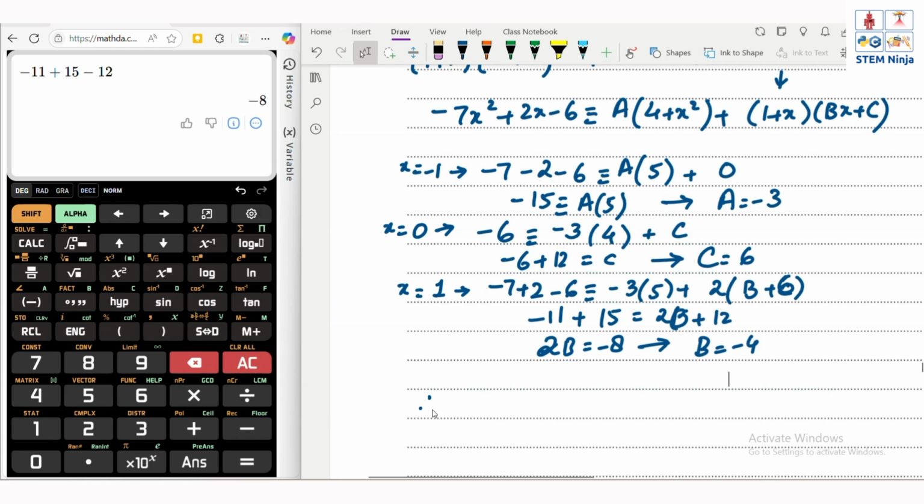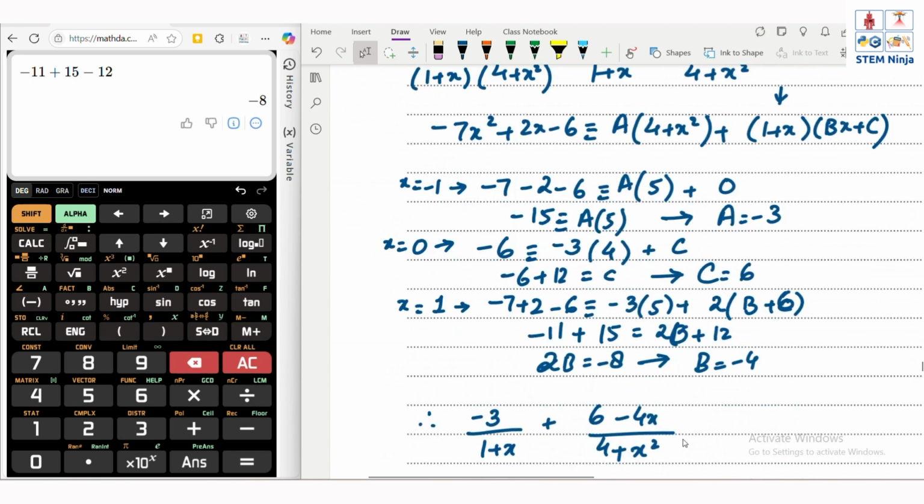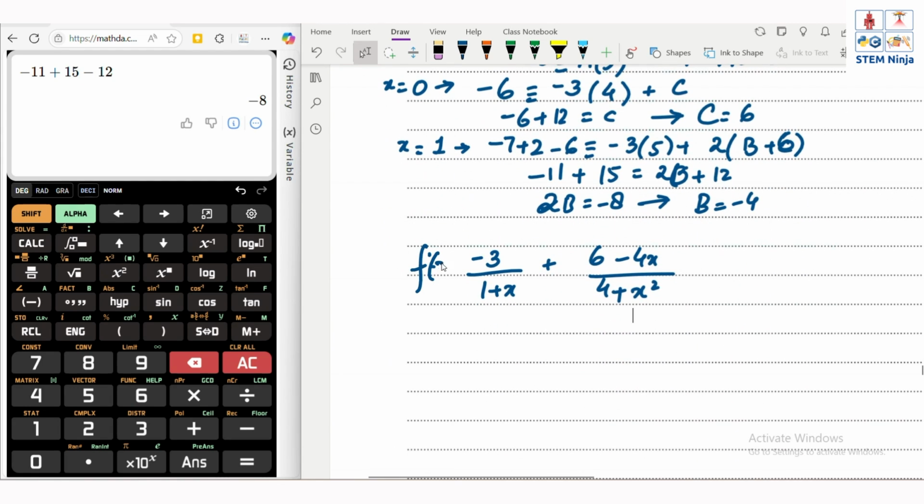So we get A is minus 3 over 1 plus x, and b is this, so 6 minus 4x over, what was it? Yeah, so 4 plus x squared. All right. This is equal to f of x. Okay.